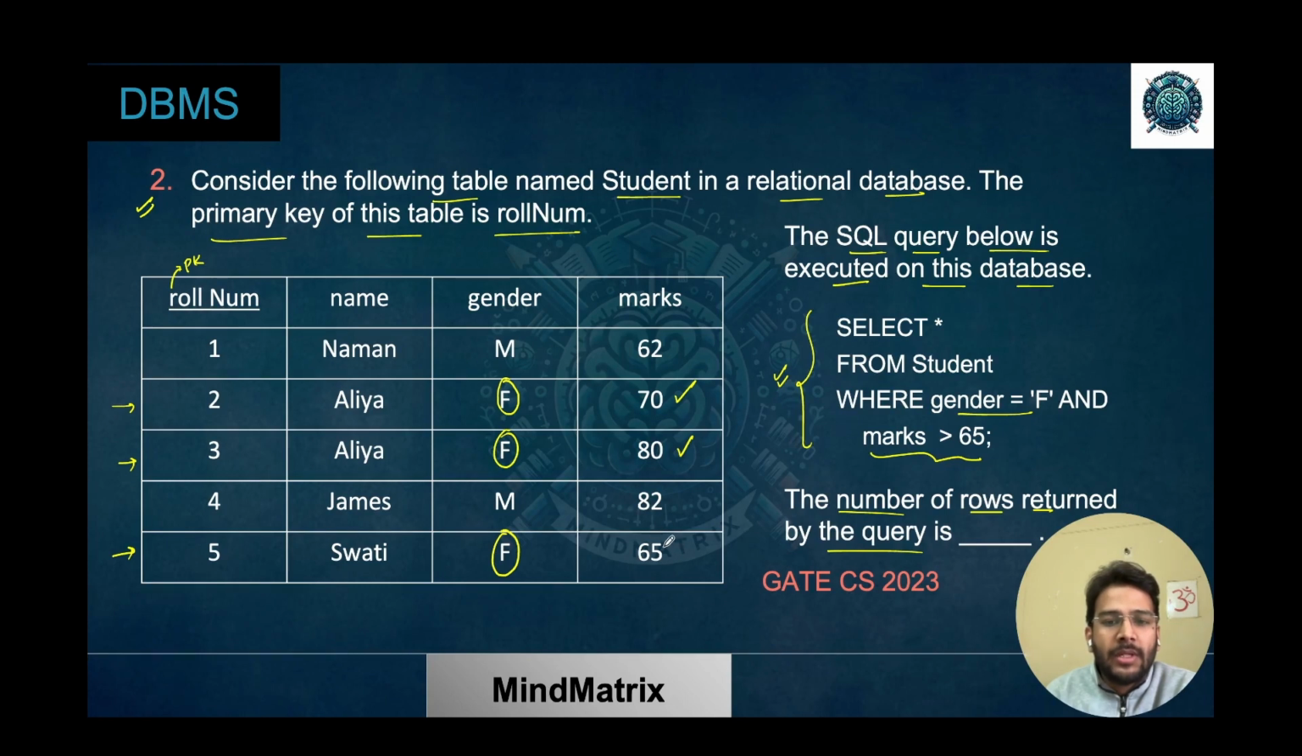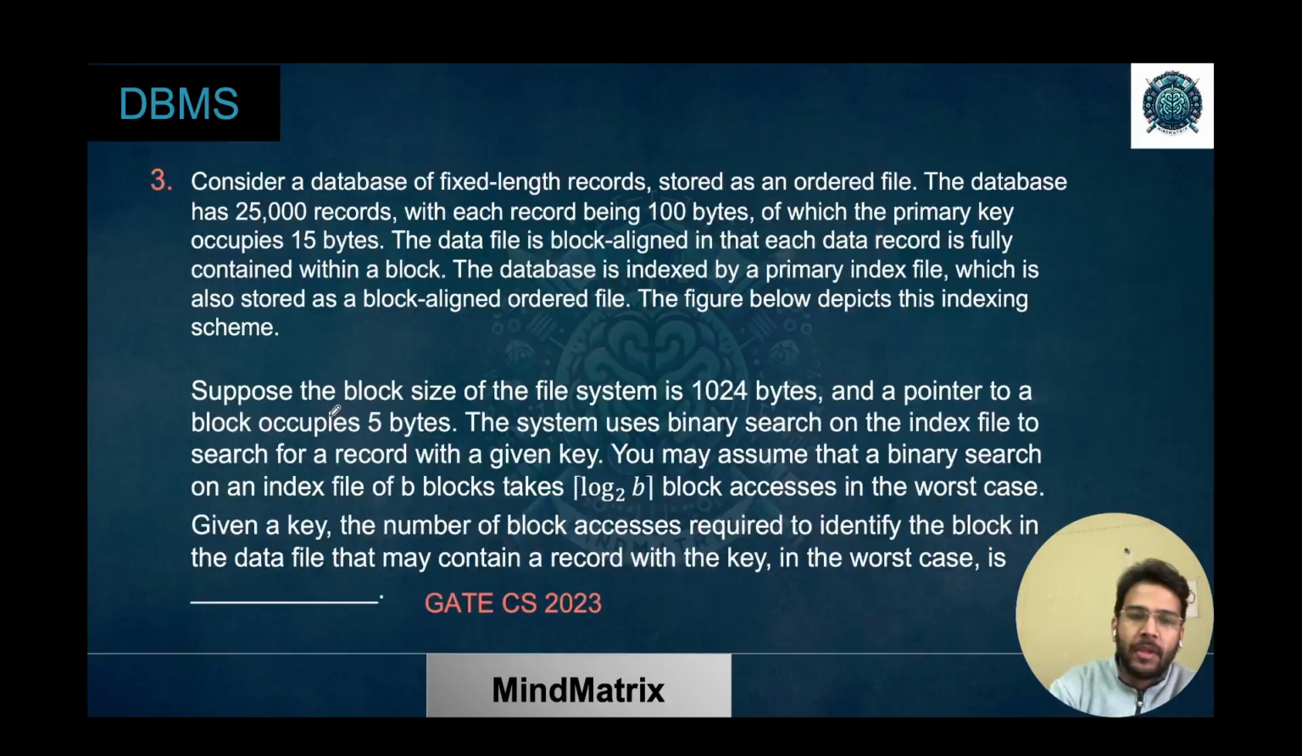What about this one? This is equal, not greater than, so this does not satisfy the condition given here in the where clause. So only 2 rows satisfy the condition, so we are going to get these 2 rows, these two tuples in the answer. So the number of rows returned by the query will be 2. Answer is 2 here. Okay, very simple question.